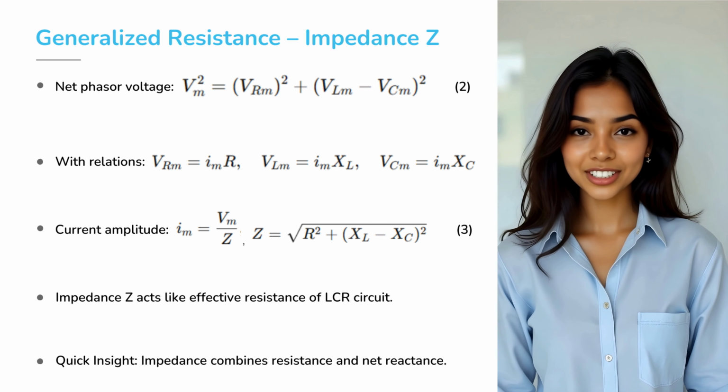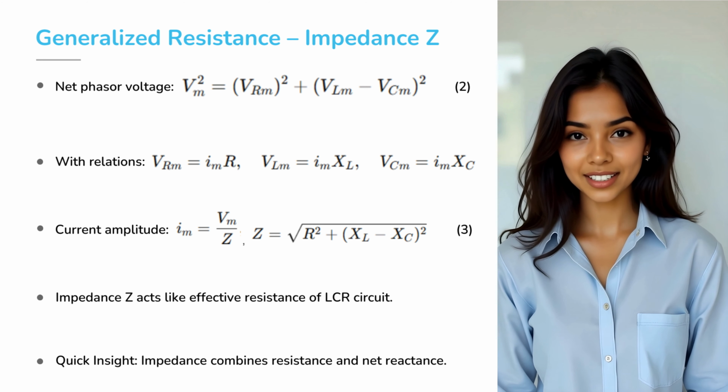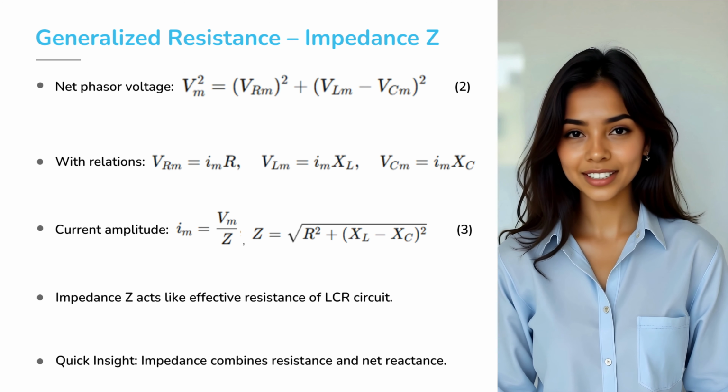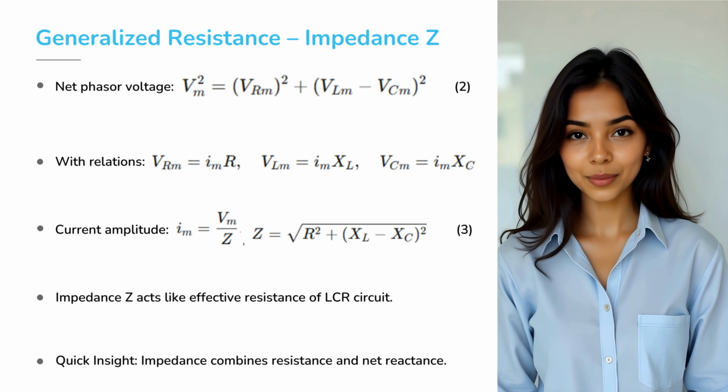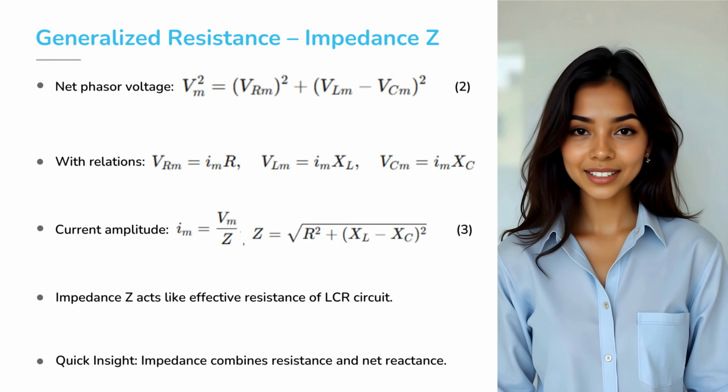Students, we know resistors oppose current through resistance, inductors through inductive reactance, and capacitors through capacitive reactance. But in a circuit with all three elements, how do we describe the total opposition? The answer is impedance, denoted by Z.